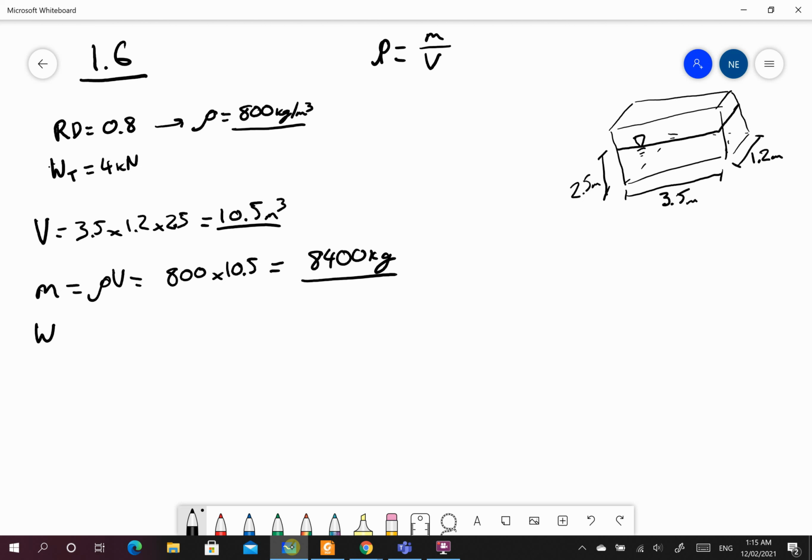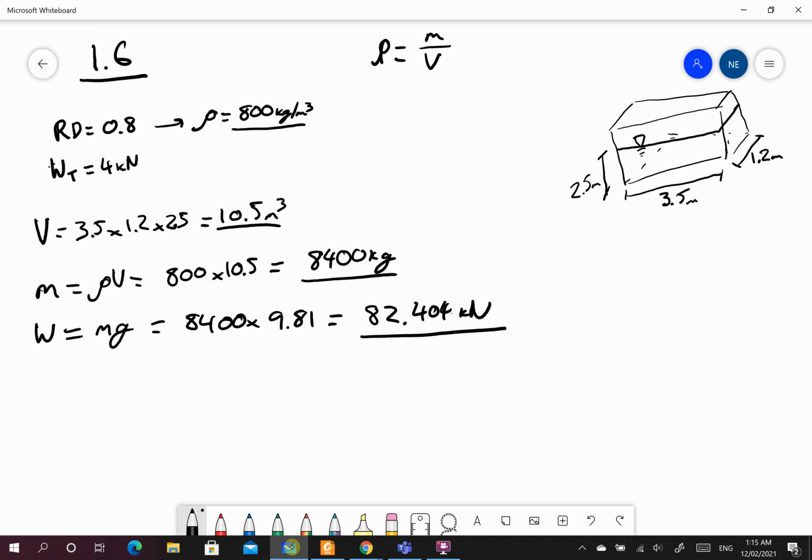Now the weight, alright, remember bring it to a force, so the weight is the mass times gravity, which is 8,400 by 9.81, which equals 82,404 newtons, or 82.404 kilonewtons. Once I've worked these out, this is the weight due to the kerosene.